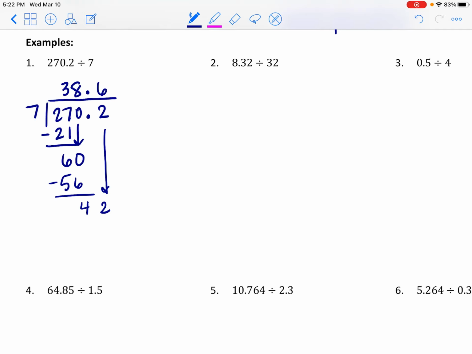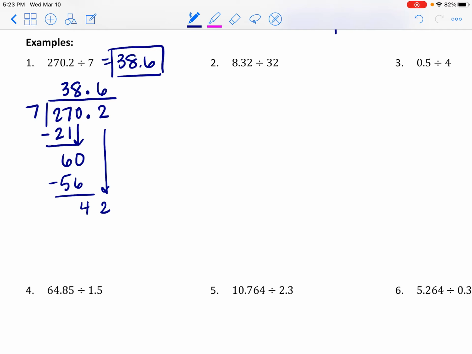And that's going to be our answer, again with our decimal point directly above the decimal point in the dividend. So 7 times 38.6 should take us back to 270.2. If we wanted to do a check, let's multiply here and make sure this works. That's 42, that's 56 plus 4, which is 60, and then 21 plus 6, which is 27, and our decimal point goes right there, so we're good to go. So this quotient, this answer, is 38.6.